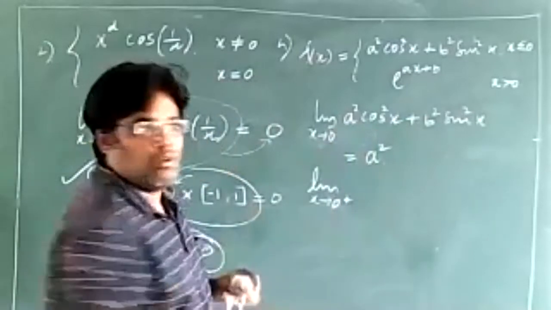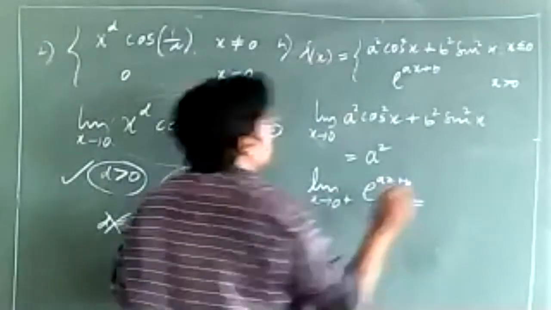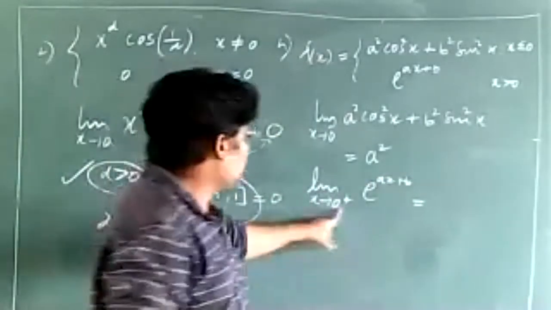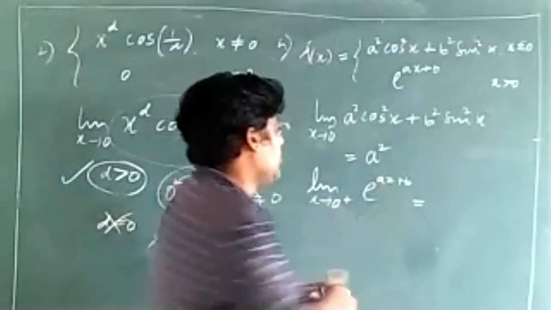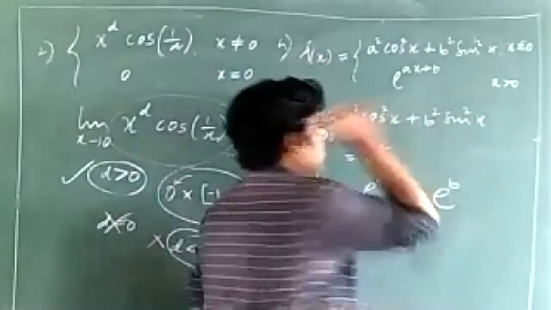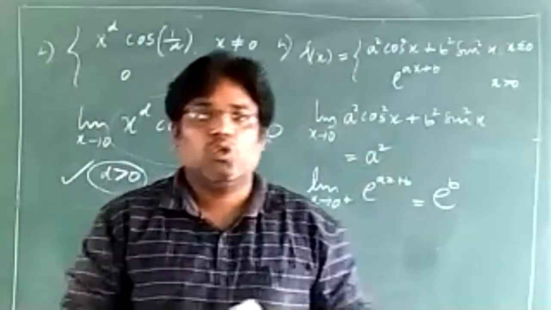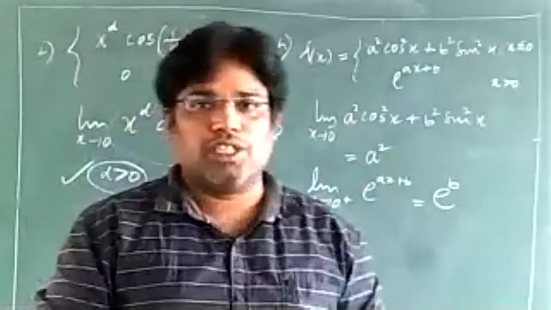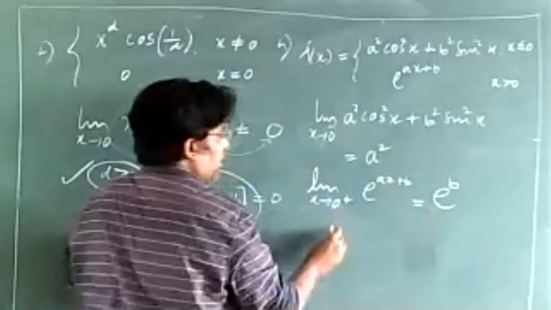Means greater than 0, what is that function? e power ax plus b. So in the place of x, what do I have to put? RHL, 0 plus h. With 0 plus h, this common part is 0, so e power b. Even at x equal to 0, this is the function. So when it is declared that the function is continuous, these two will be the same. So e power b will be equal to a square.